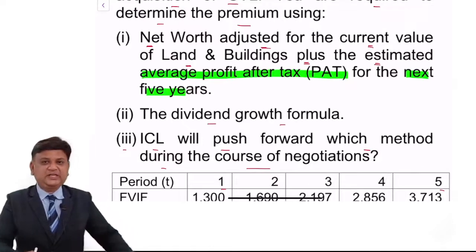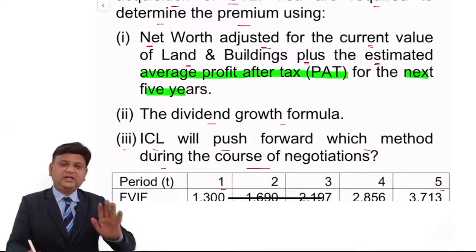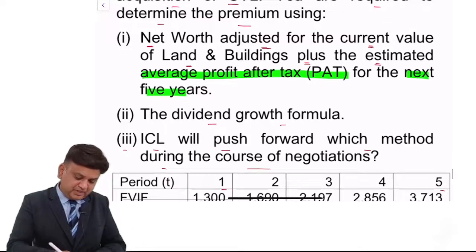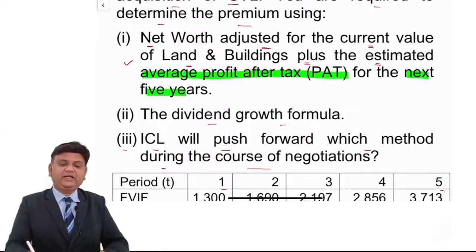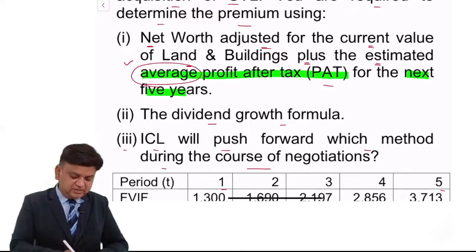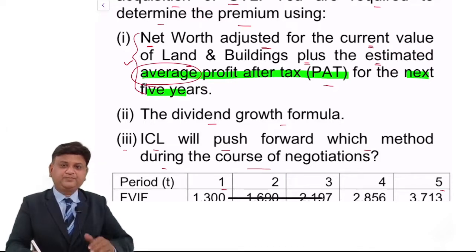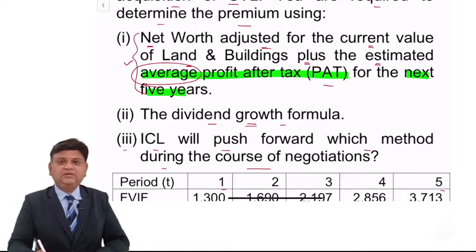We have studied that there are multiple methods of valuation. From that, they have chosen 2 methods. The first is given the name net worth adjusted for the current value of the land and building plus estimated average profit after taxes for the next 5 years. The word average clearly indicates that you have to ignore time value of money. This is the way you are required to do the valuation. The second method by which you are going to do valuation is the dividend growth model.